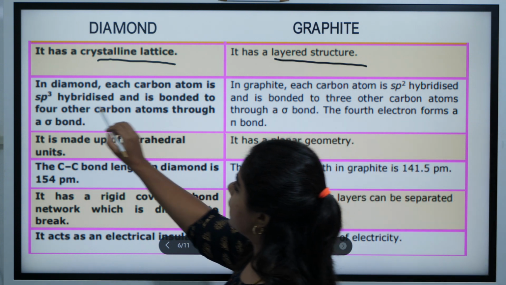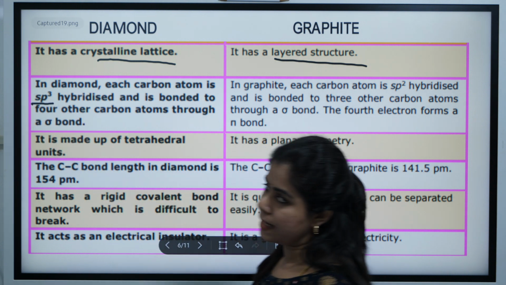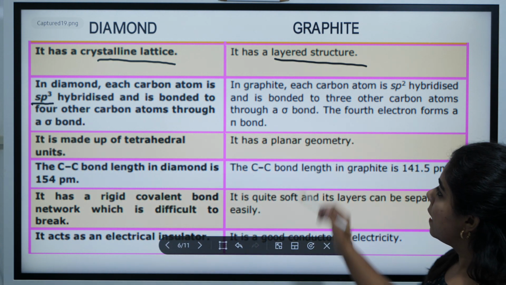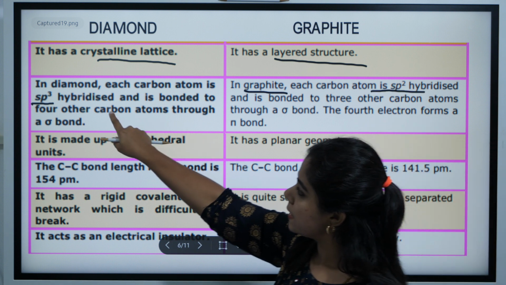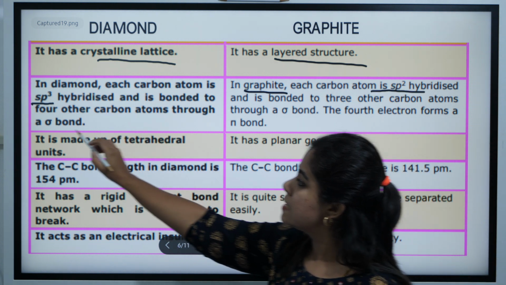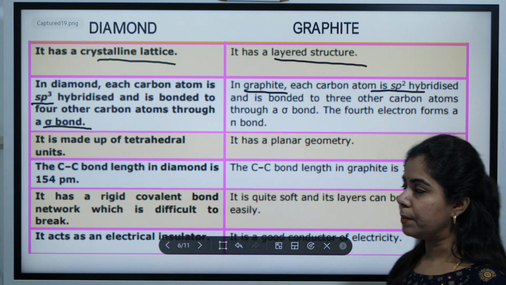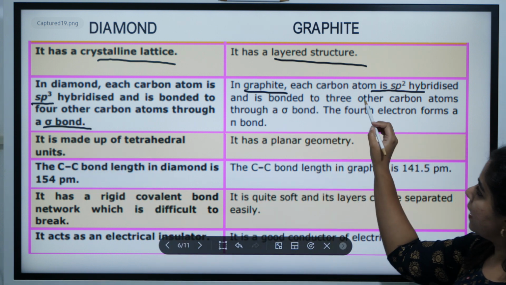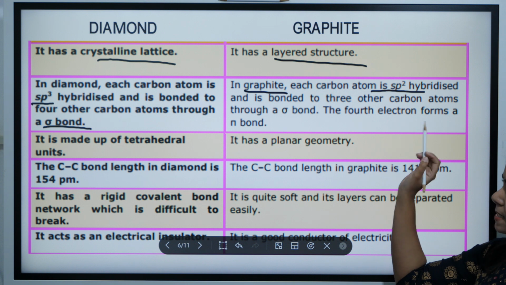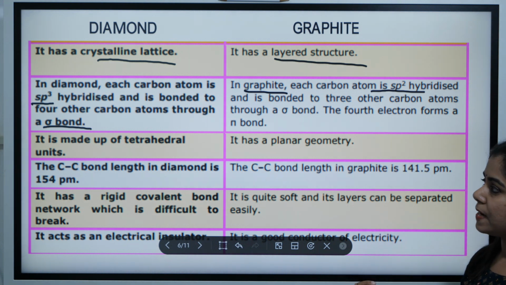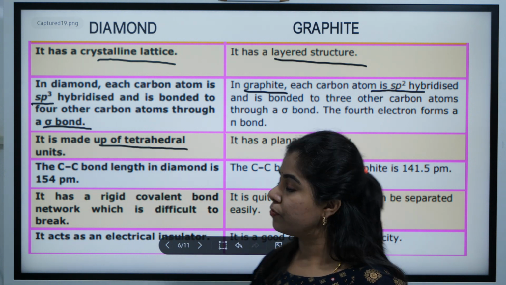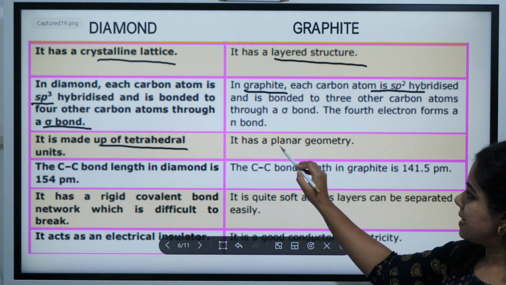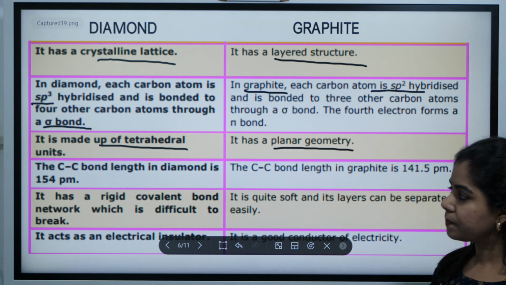In the case of diamond, each carbon is sp3 hybridized. This is a very important point. Whereas in the case of graphite, each carbon is sp2 hybridized. sp3 hybridized means there is only sigma bond in diamond, whereas in graphite, each carbon is sp2 hybridized, which means there will be sigma bonds as well as pi bonds. Diamond is made up of tetrahedral units, whereas graphite has a planar geometry.